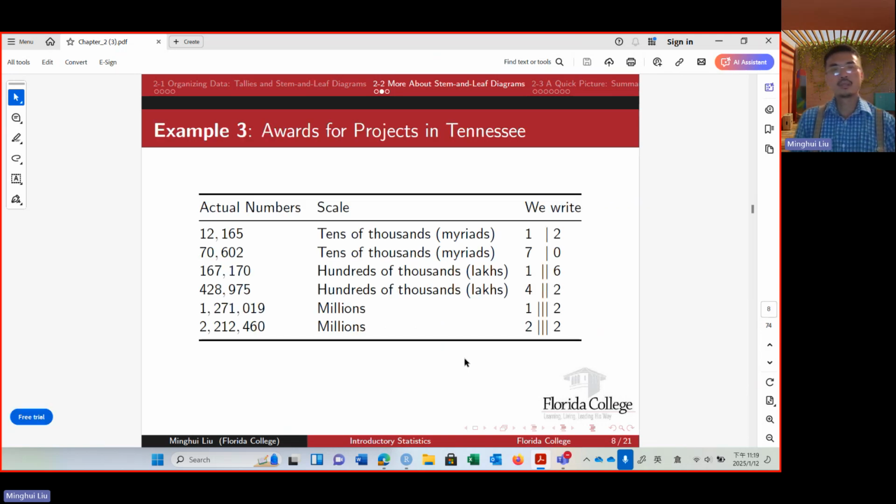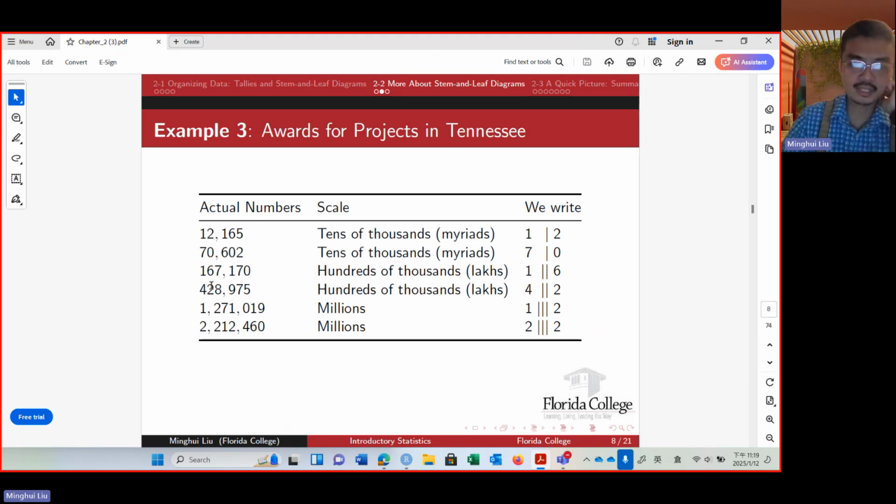Now, in the next example, we're going to look at some awards for projects in Tennessee, where the actual numbers can range from tens of thousands to millions. So in this case, we'll use the one vertical line to mean tens of thousands. Here, if you have 12,165, we're going to write one vertical bar followed by 2. And then you have 70,602. This is again in tens of thousands. We'll use 7 followed by 1 vertical line followed by 0.